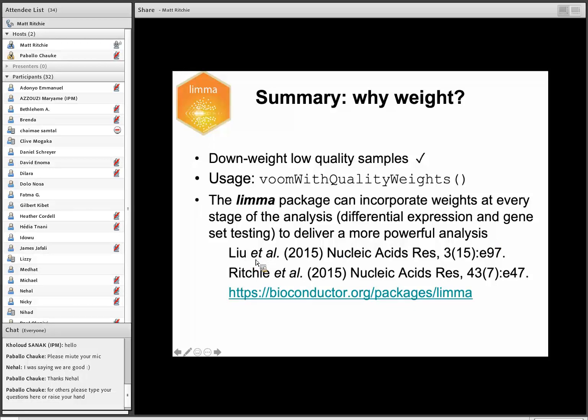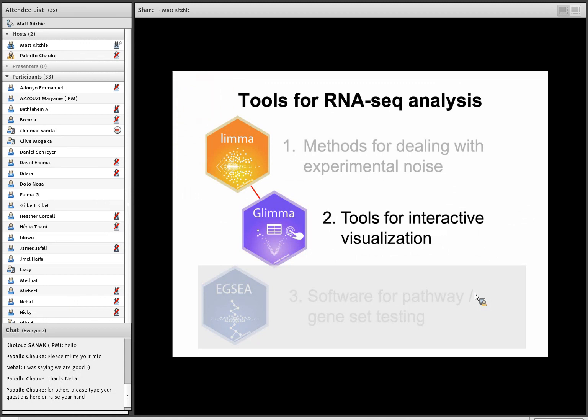So this approach was published a few years ago, and then the limma package has a publication as well that you can read more about this approach. And of course, download the package too. Feel free to use it, and if you have questions or feedback, let us know.